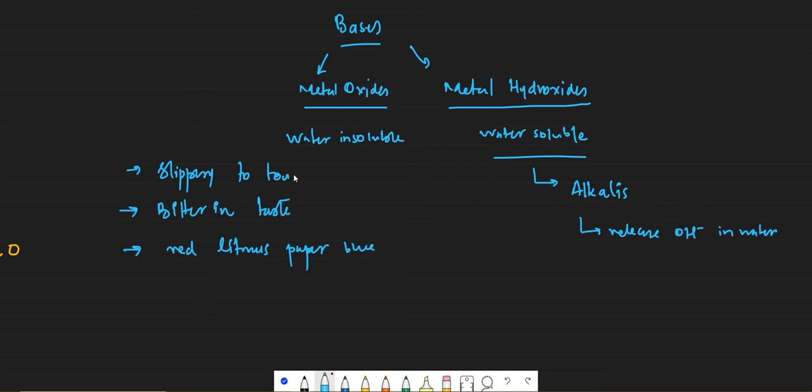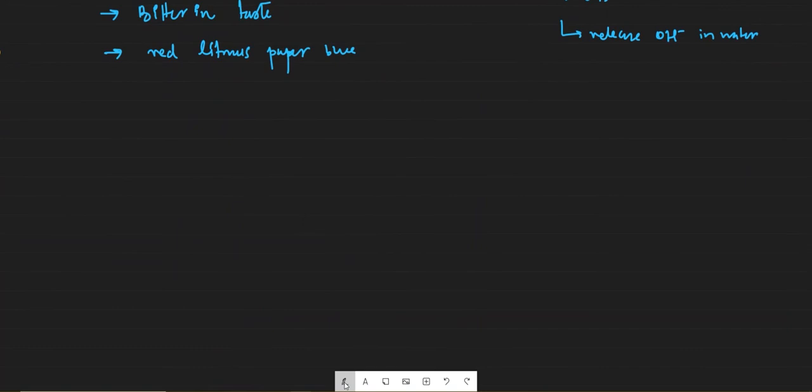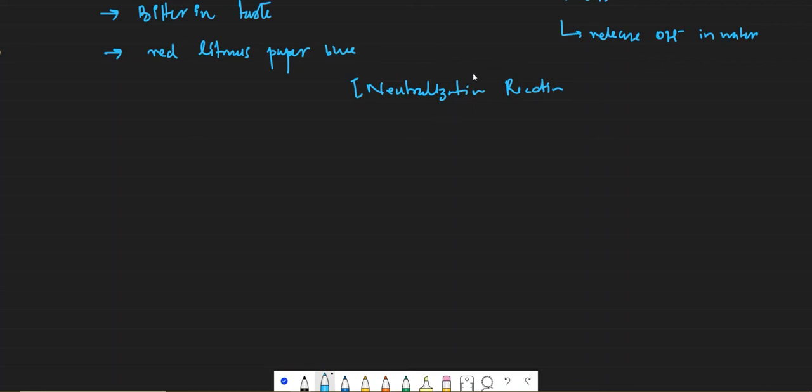As far as their chemical properties are concerned, the first reaction that is extremely important is called a neutralization reaction. You have studied this reaction in acids as well, but that was from a different point of view. The dynamics are the same. So what is a neutralization reaction? A neutralization reaction is when alkalis or bases react with acids to form salt and water.